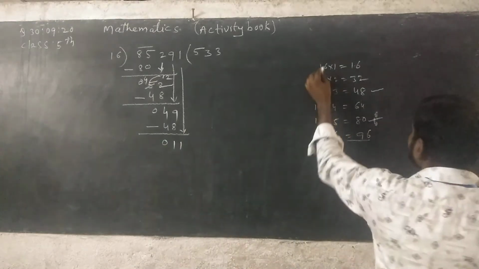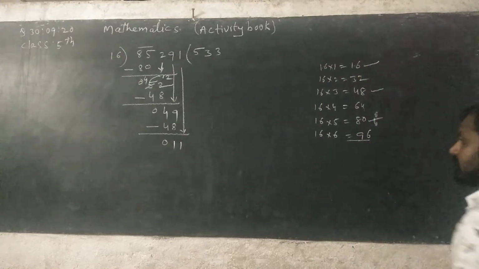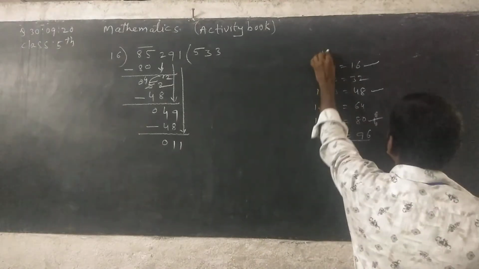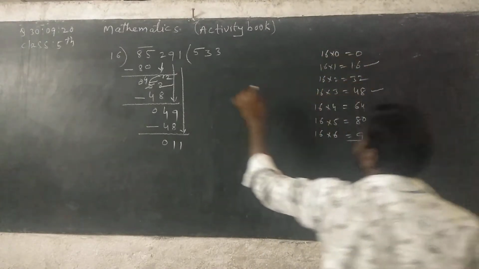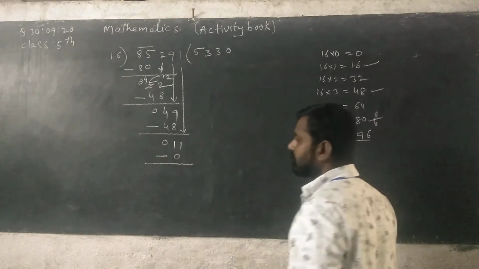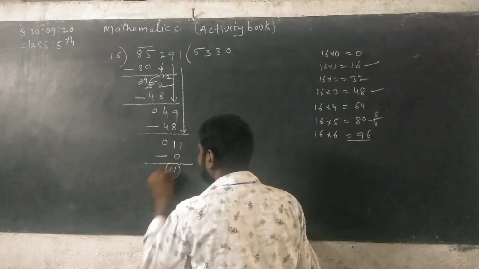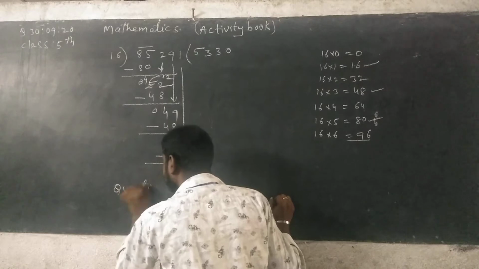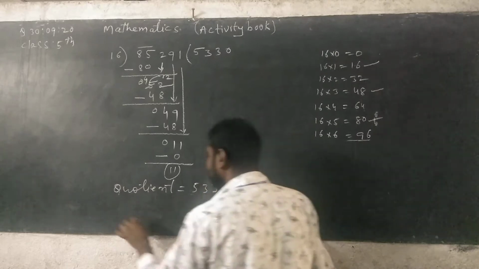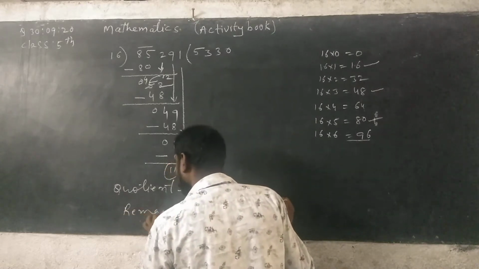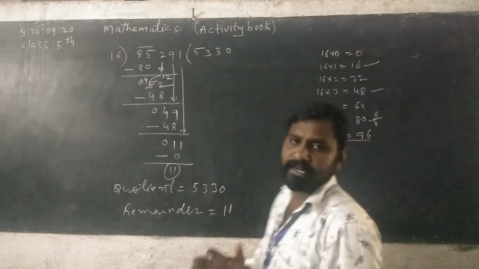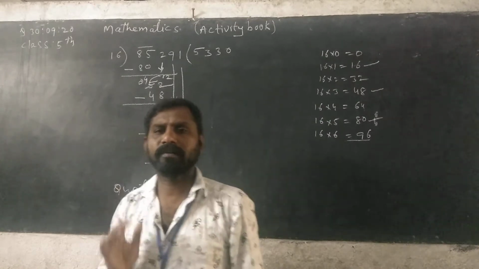11. See here, 16 ones are 16. 16 is more than 11. Now we have to take 16 zeros are 0. So when 0 is subtracted from any number, you get the same number. Then you can write here quotient is equal to 5330. The remainder is equal to 11. So my dear children, everybody read multiplication tables from 1 to 20.